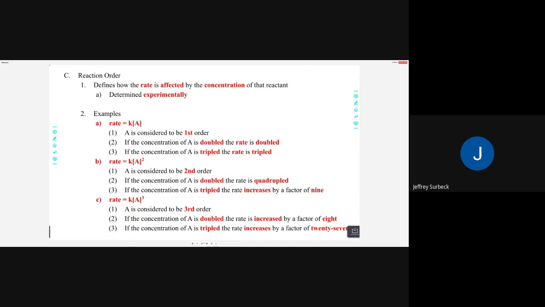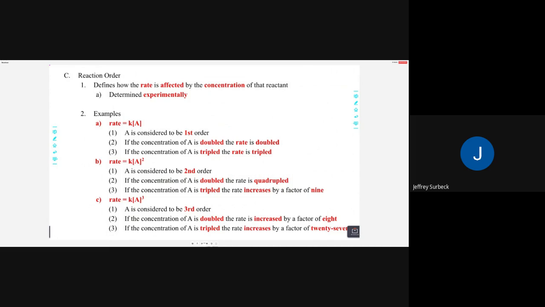All right, so what happens? 2 to the 3 is 2 times 2 times 2. That's why our rate increases by 8 times. So it's all based on 2 things: what's your concentration, and also what is your reactant order. Now this will start to make more sense as we do some examples, but any questions?